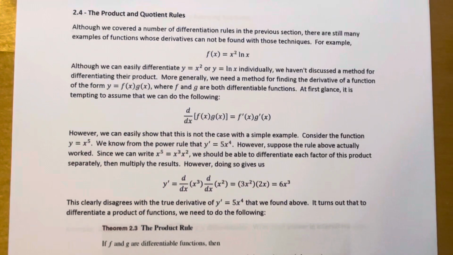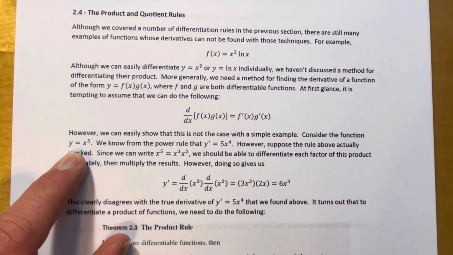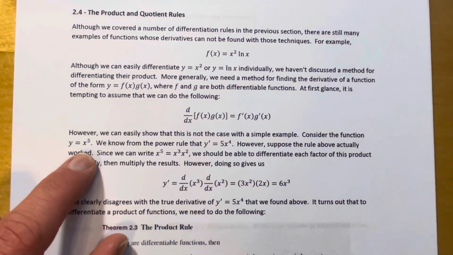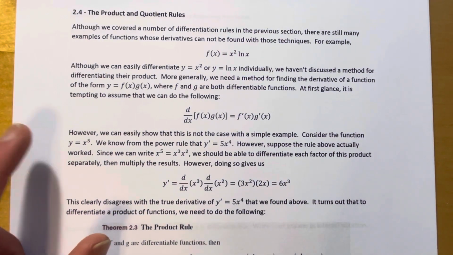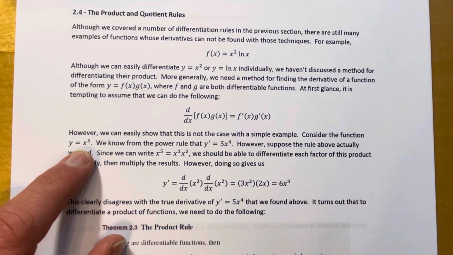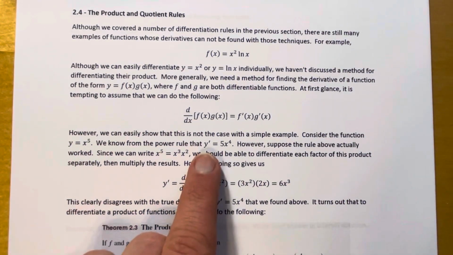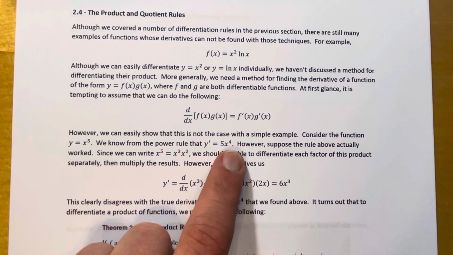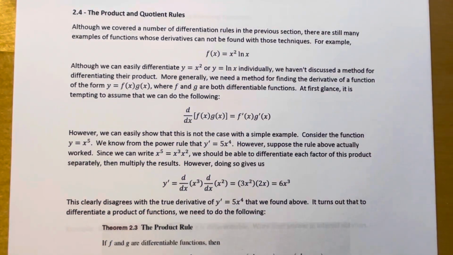We can use an example. So for example, consider this function right here. y equals x to the fifth power. Now we know how to take the derivative of that because it's a power function. So using the power rule from section 2.3, we know that y prime would be 5x to the fourth. That's a super straightforward derivative to take, and we have done those plenty of times by now.